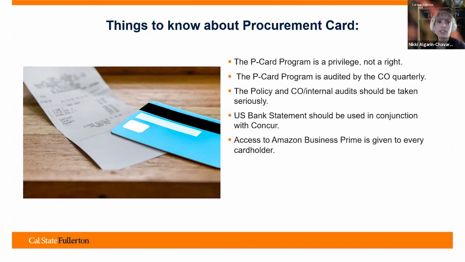And then the U.S. Bank statement should be used in conjunction with Concur. So if you have access to your online statements, you would use that information to verify that all your expenses have been posted in Concur. And then you're also ensuring that your expenses are meeting the right billing cycle. And then access to Amazon Business Prime is given to every cardholder.